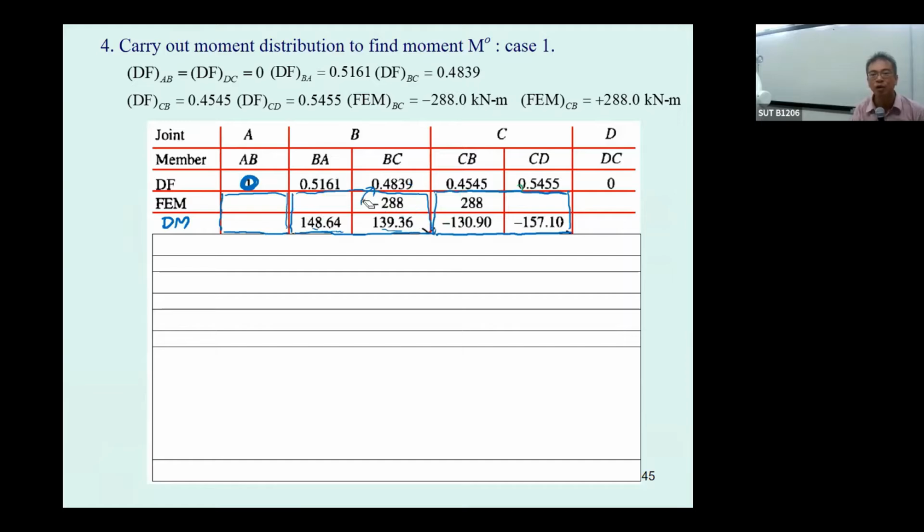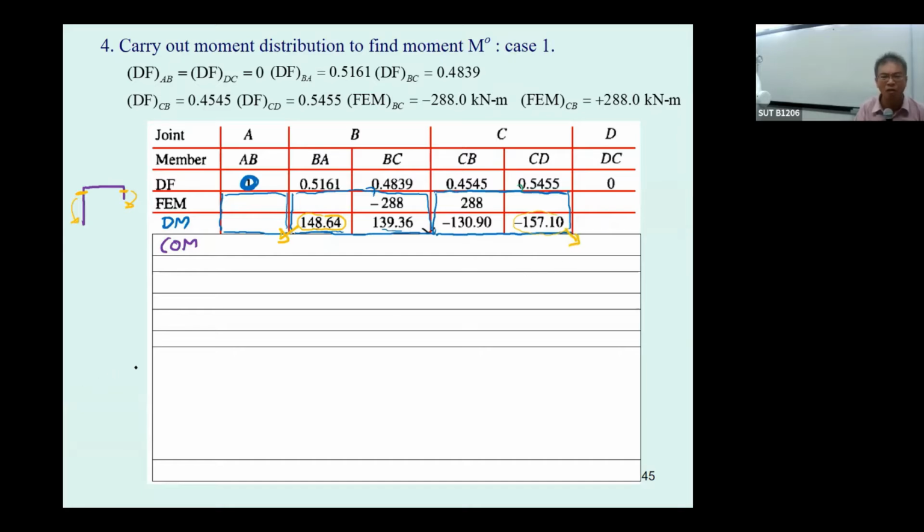Now when you have the moment, you have to do further. What do you have to do? You have to do the carry over moment. For example, the moment occurring at this point, which is going to be 148.64, must be carried over to this one. And for this moment at CD that occurs here, it must be carried over to this side.